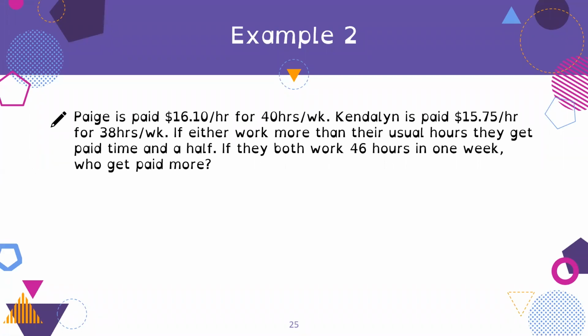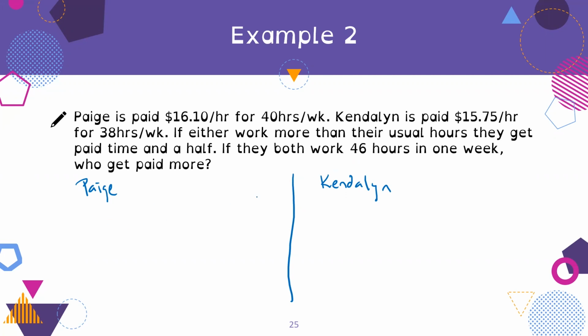So sometimes we have these questions where there's lots going on. So we need to figure out what we need to figure out and how we're going to get there. So again, organization really helps to keep track of what you've done and what you haven't done. So we need to figure out pay for Paige and pay for Kendallin. So I'm going to organize it and write Paige on one side and Kendallin on the other, so I know what I'm doing. And then we need to figure out how much they worked for 46 hours in 1 week.